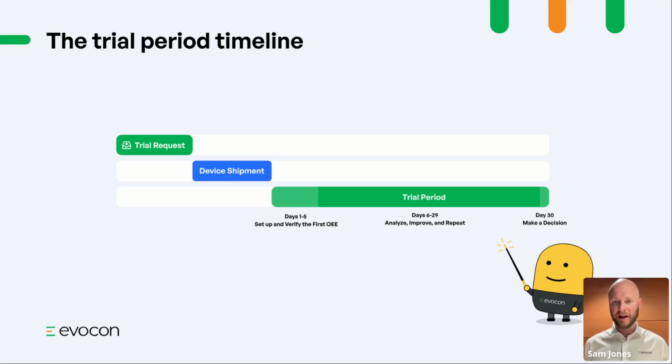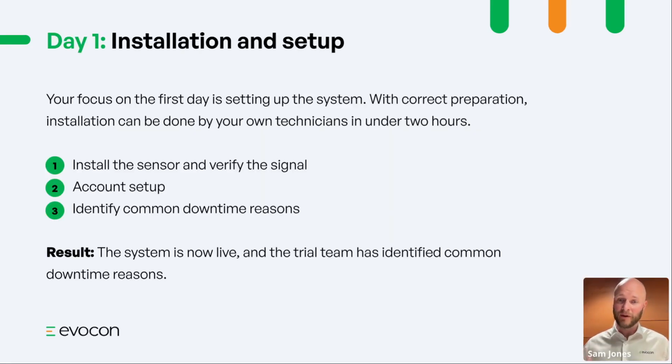After the first 5 days, you go over to the long term of the trial, which is the next 25 days, which is all about analyzing and making use of the data that we're collecting. So let's talk about the first 5 days. So after receiving your hardware, on day one, the plan is to actually install the hardware on the line.